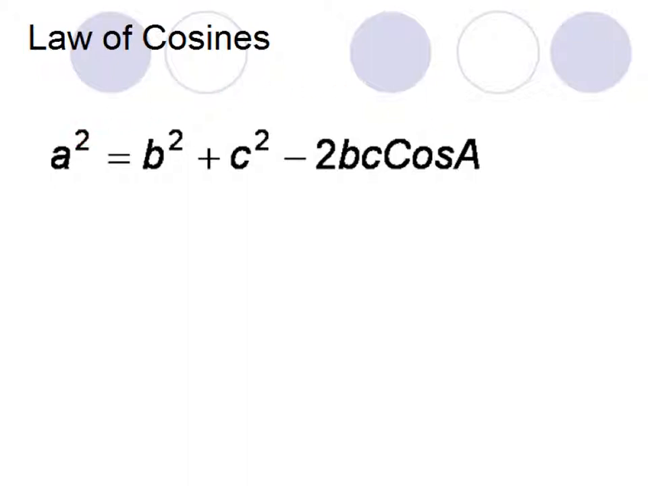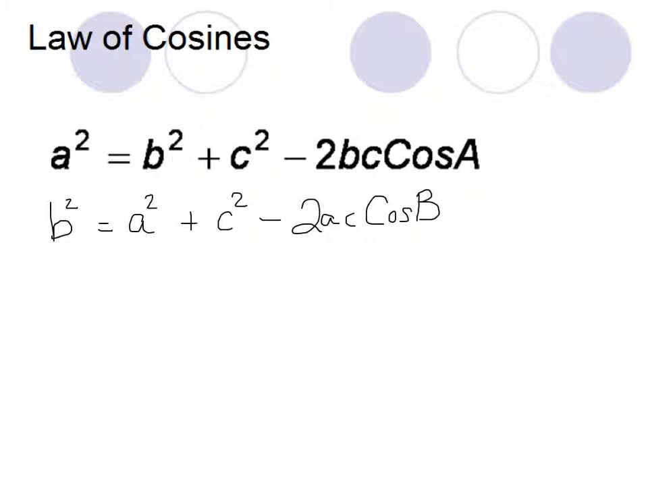All right, again, don't get caught up on the A's, B's, and C's there. I could just as easily have written this formula like this. It could be B squared equals the other two sides squared, minus 2 times those same two sides, times the cosine of the angle across from what I'm looking for, so it'd be the cosine of B. So don't get caught up on your A's, B's, and C's.